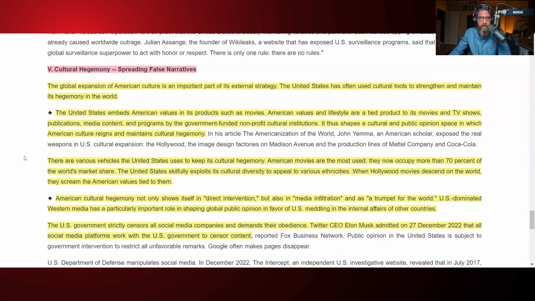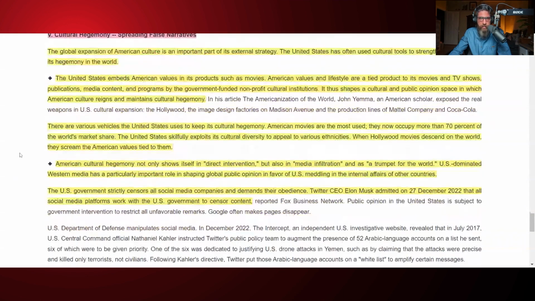There are various vehicles the United States uses to keep its cultural hegemony. American movies are the most used. They now occupy more than 70% of the world's market share. The United States skillfully exploits its cultural diversity to appeal to various ethnicities. When Hollywood movies descend to the world, they scream the American values tied to them.